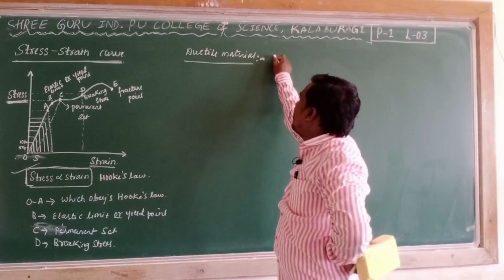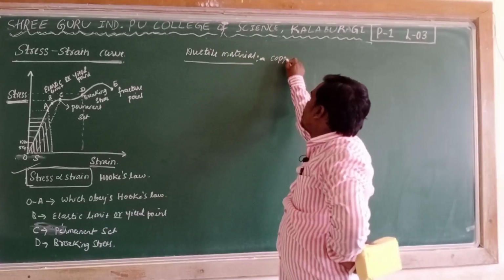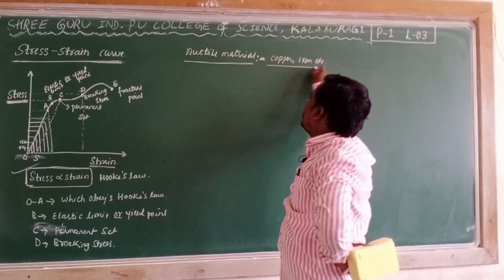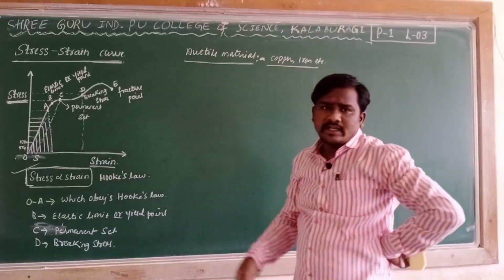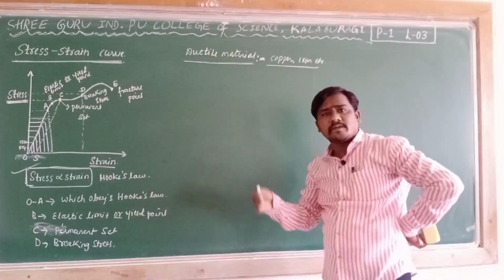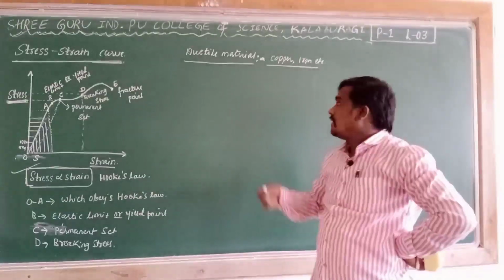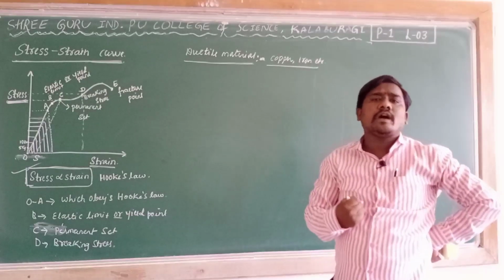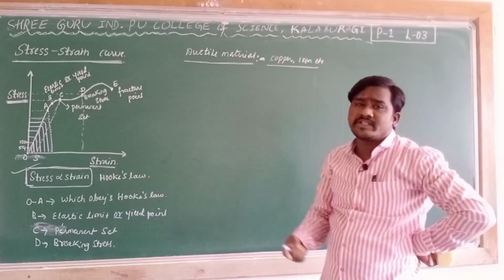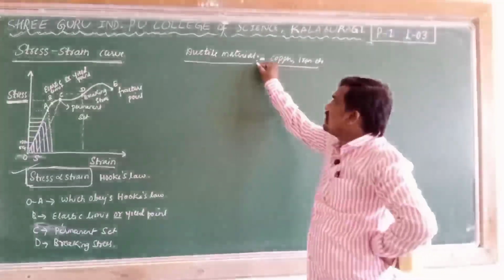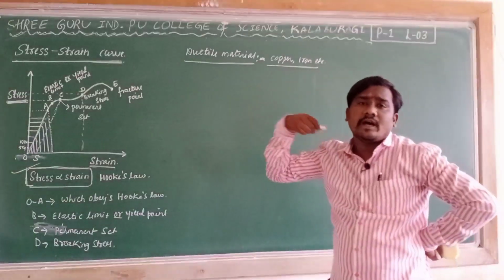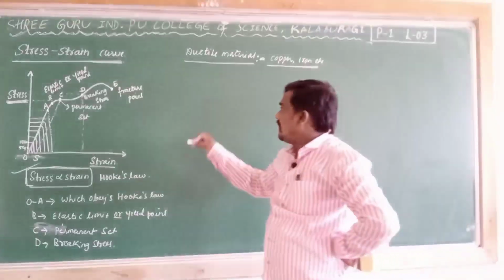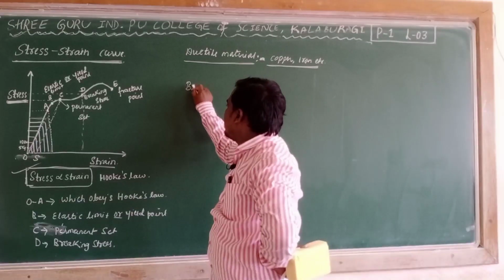We can say copper, iron, etc. are these types of material. Even though these materials convert from elasticity to plasticity, they get a particular amount of strain by applying a large stress. The material breaks only after a certain amount of stress, when a very large stress acts. Another type of material is brittle materials.